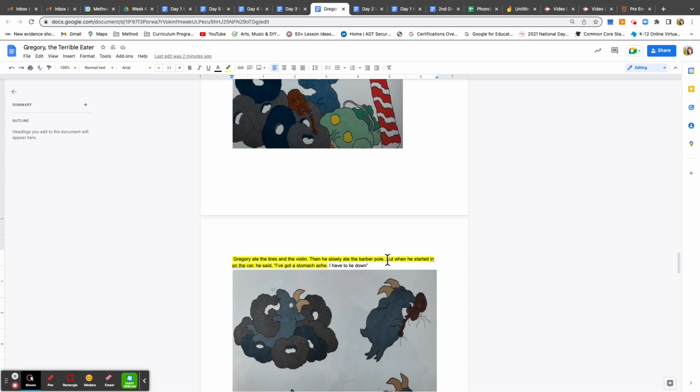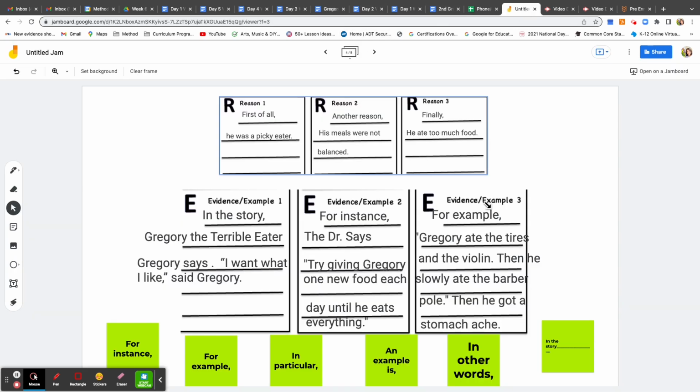I left out the part, but when he started in on the car, he said, "I've got a stomach ache," because I just felt like that was too long. So I used my own words and just wrote, then he got a stomach ache. That's why it's not in quotation marks. You can pause now and write your third evidence. And when you are ready to continue, press play.